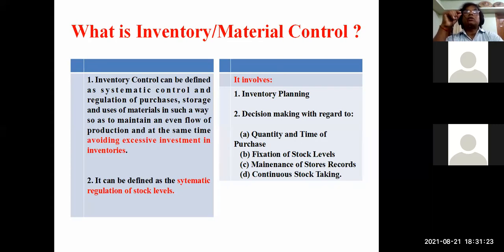So what is material control? I have told you, and what it involves. Number one, this includes inventory planning. What is inventory planning? You plan how much inventory or how much material you need in 1 month, or in 1 week, and then according to your plan, you purchase it. Then you plan how to store it. Then you plan how to use it. All these things you have to plan. That is, inventory planning has to be there.